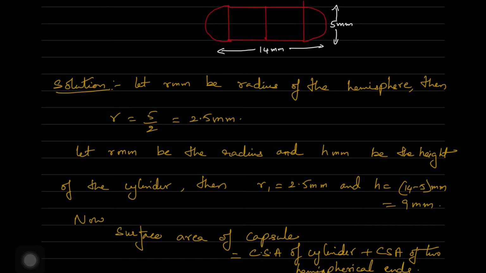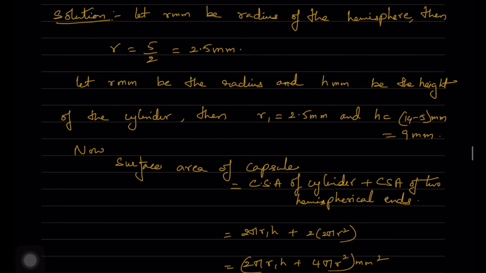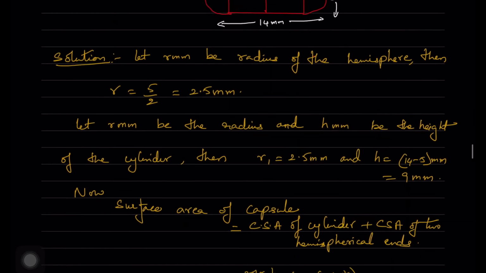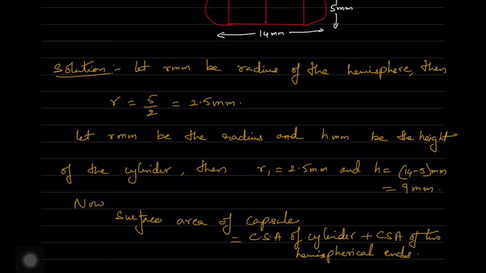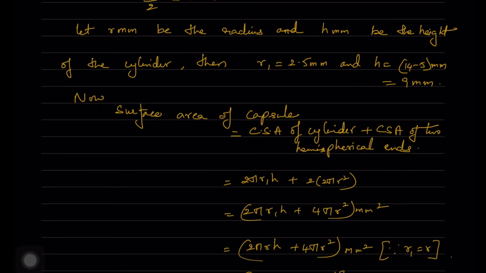Let r mm be the radius and h mm be the height of the cylinder. Then r1 is equal to 2.5 mm and h is equal to 14 minus of this radius we are taking, so which is equal to 9 mm. Height of the cylinder, and two hemispheres are at the bottom. So those two we are minusing, that is 2.5 into 2, that is 5 we are minusing. Surface area of the capsule is equal to CSA of the cylinder plus CSA of the two hemispherical ends. So 2 pi r1 h plus 2 into 2 pi r square.